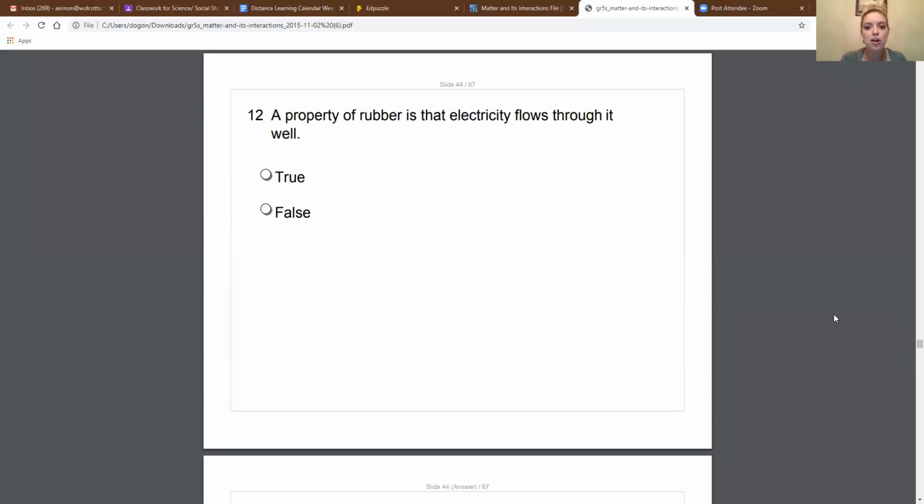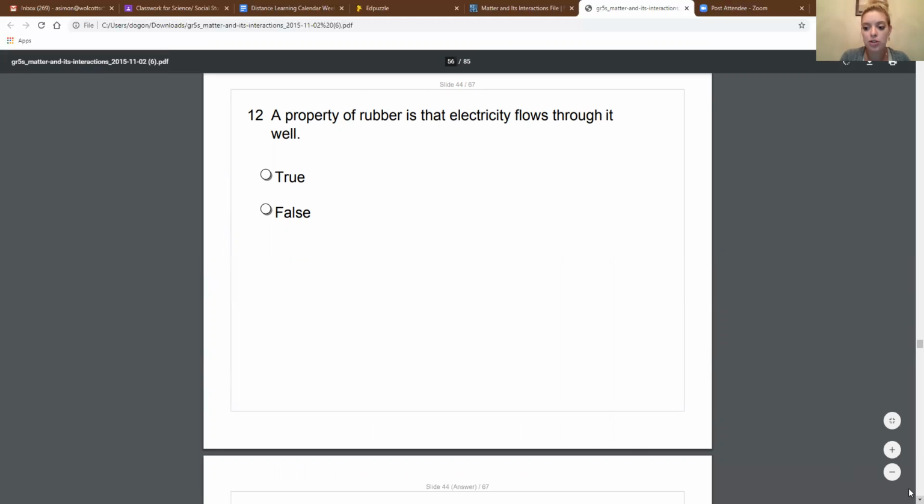A property of rubber is that electricity flows through it well. True or false? If you said false, you are correct. Remember, we just discussed that electricity cannot flow through rubber. That's why we have rubber tires on our cars, and that's why we have electrical workers that wear rubber boots, because the electricity cannot flow through it.